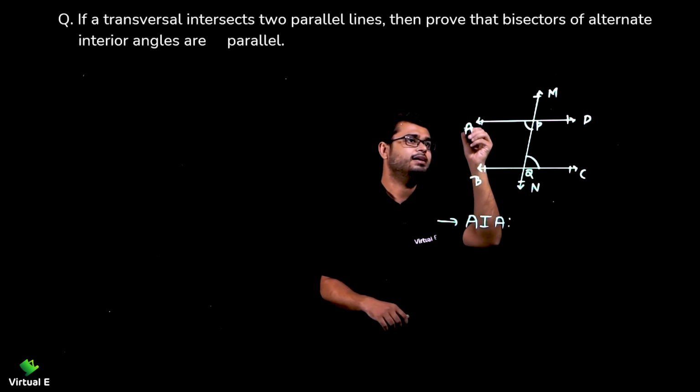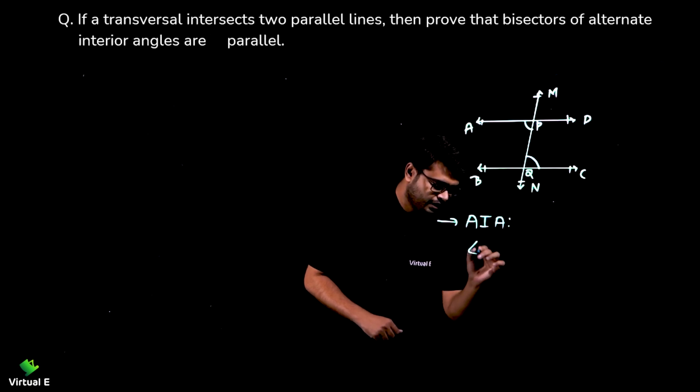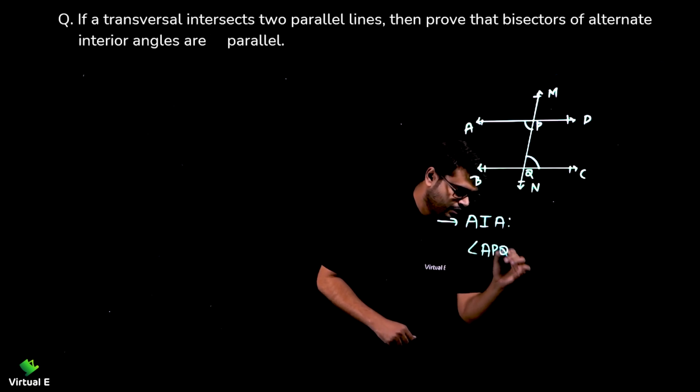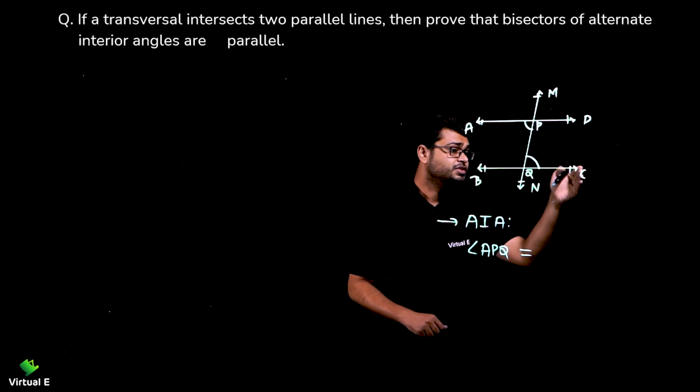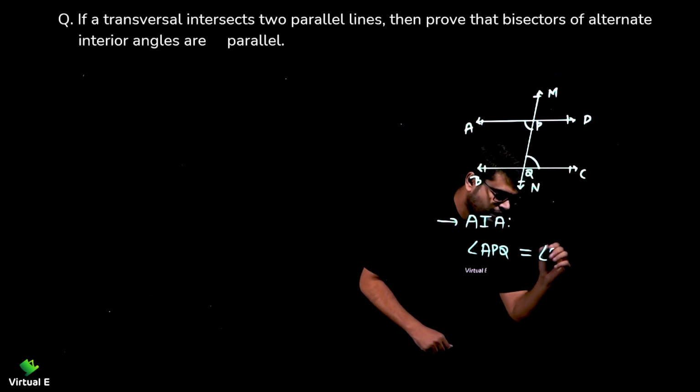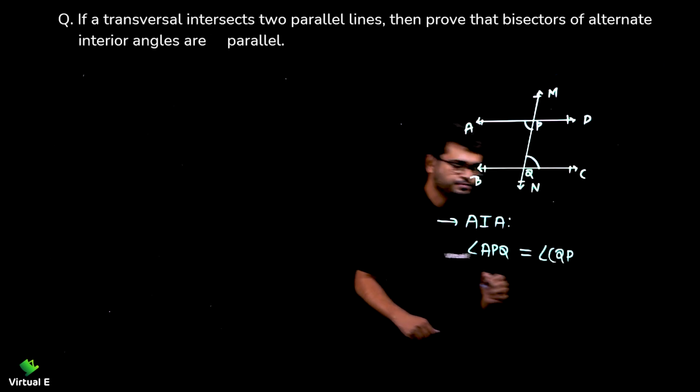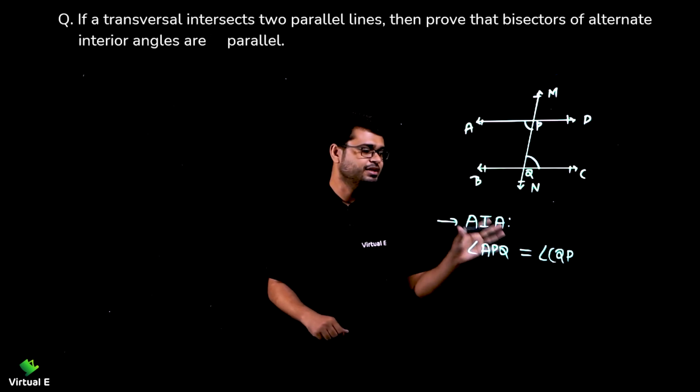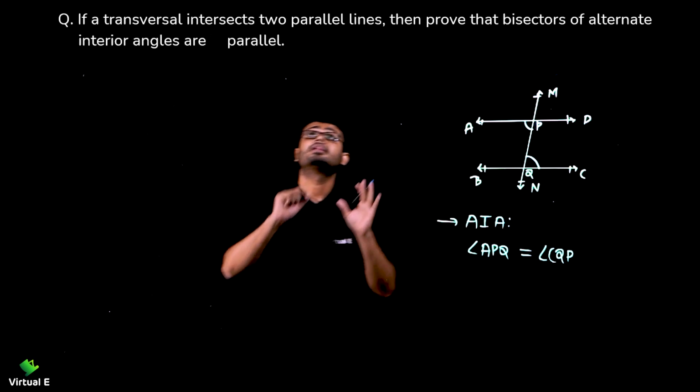So we can write angle APQ is equal to angle CQP. Angle CQP, right? That being done. So these are the alternate interior angles. Done. Now what we need to do?